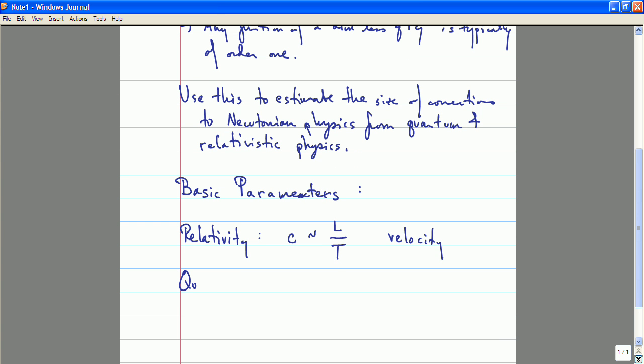And in quantum mechanics, the size of corrections are governed by Planck's constant h bar, or Planck's constant h, whose units are mass length squared divided by time. Whereas it's easy to understand why length over time has a physical interpretation in terms of velocity, the combination mass length squared divided by time is a little harder to interpret physically. But you can think of it as energy times time.